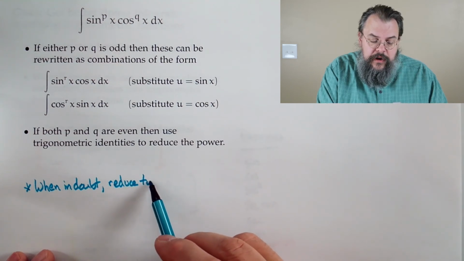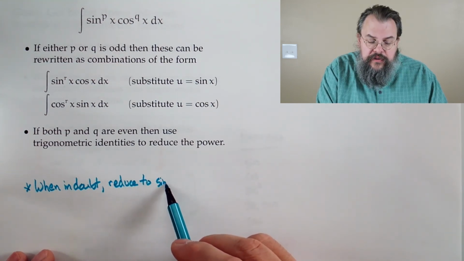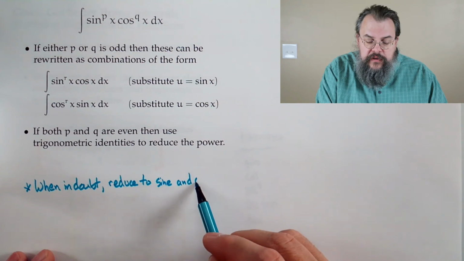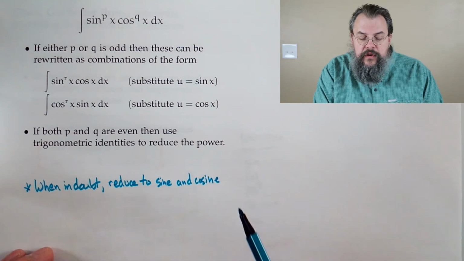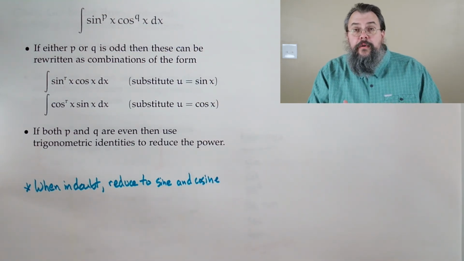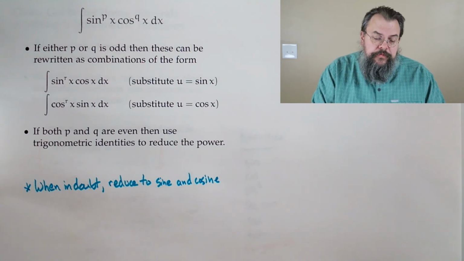So what do we have? Well, we have some power of sine and some power of cosine. So what do we need to do? Well, we need to think about what's true.